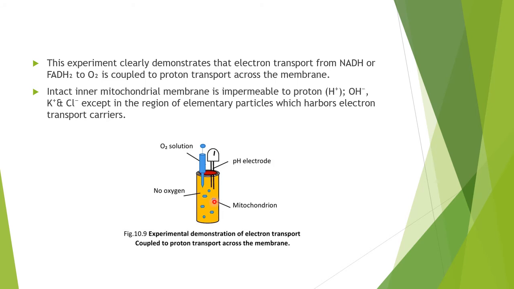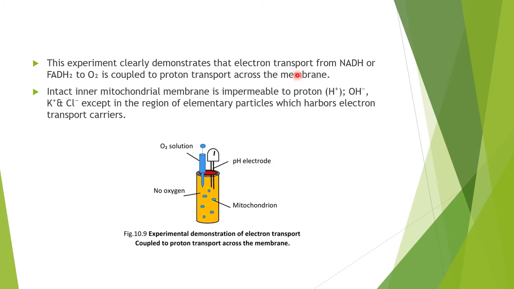Mitochondria are taken here, and this is a sealed structure. When there is no oxygen, there is a pH electrode which gives the pH of the medium, and there is less change in pH. But when ample oxygen is given, there is a change in the pH of the medium. This experiment clearly demonstrates that electron transport from NADH or FADH to oxygen is coupled to proton transport across the membrane. So it has to reach the oxygen.